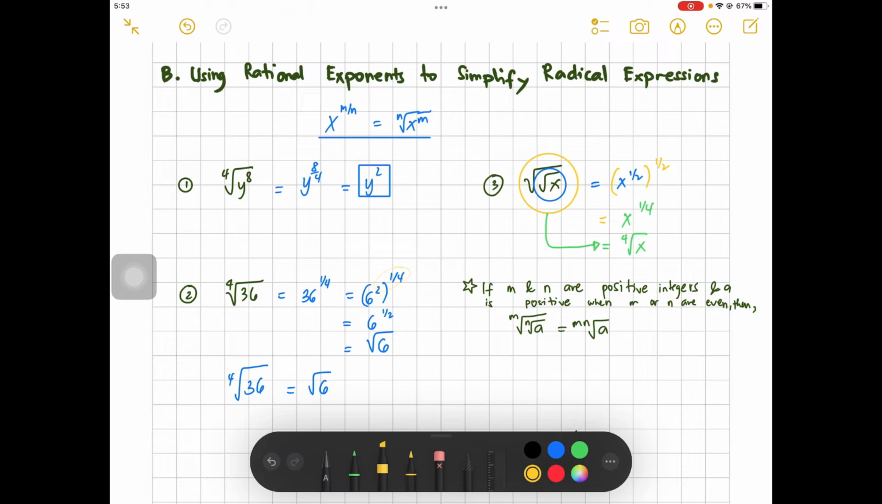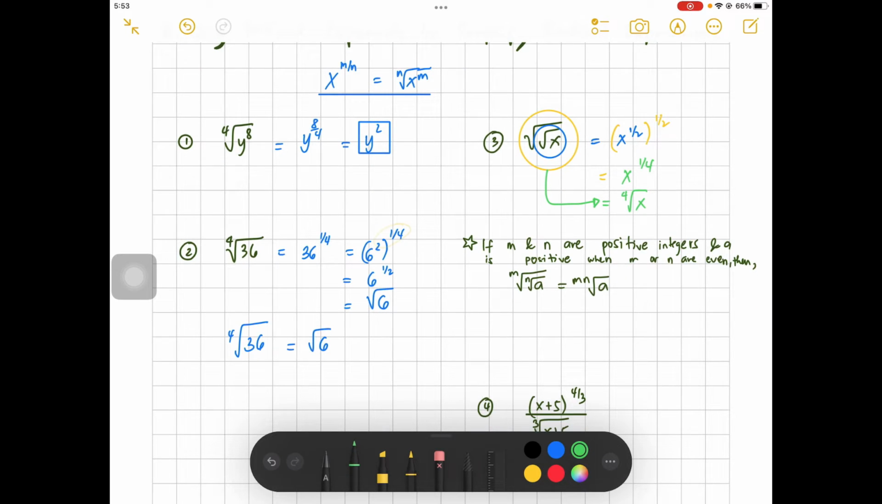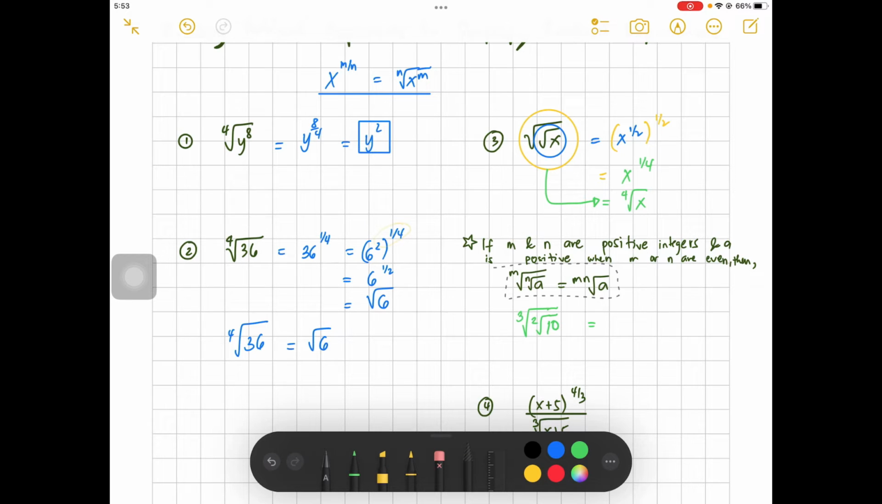Now, if m and n are positive integers and a is positive when m or n are even, then the mth root of nth root of a is the m times nth root of a. So for example, cube root of the square root of 10. Applying this, we have 3 times 2 and then n. So this is the 6th root of 10.